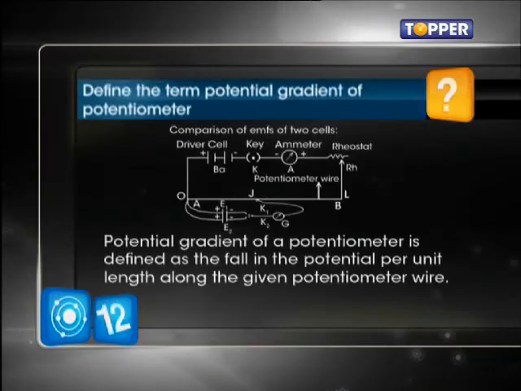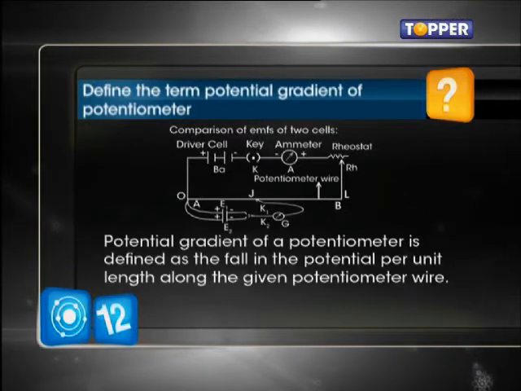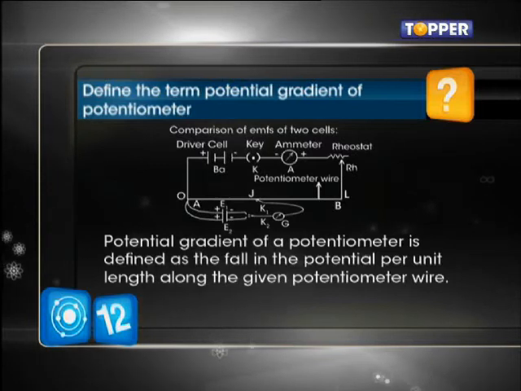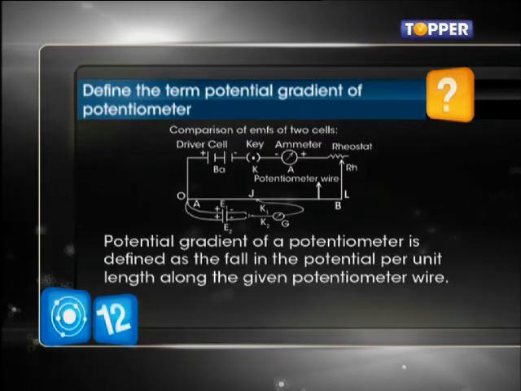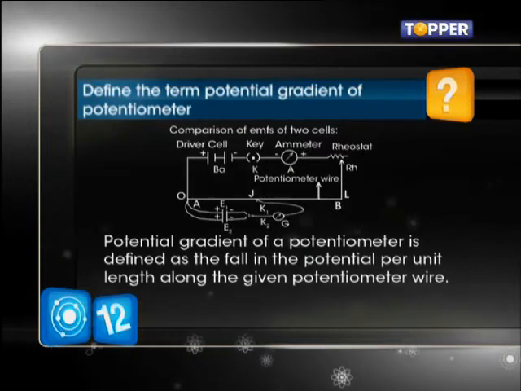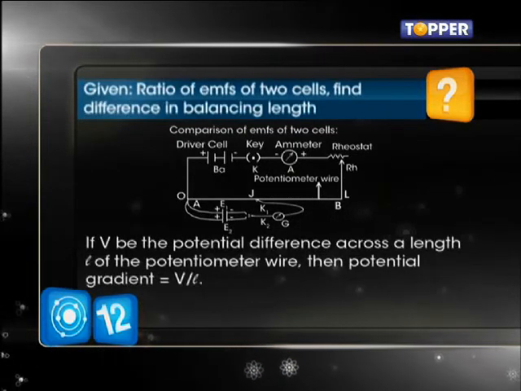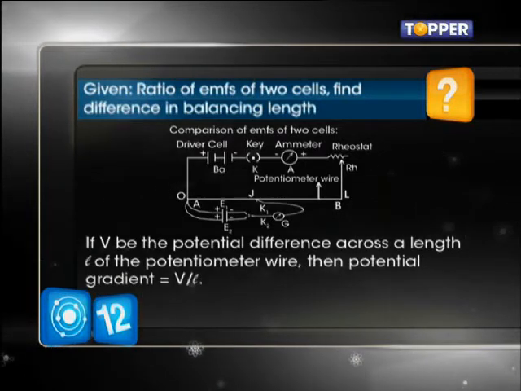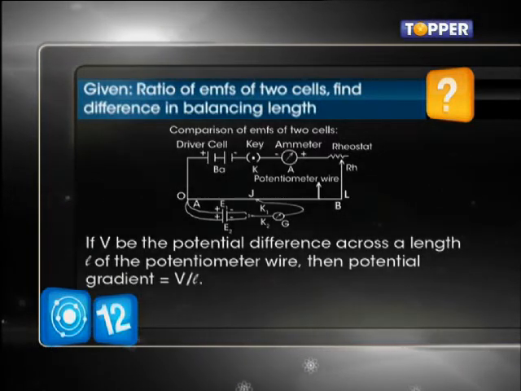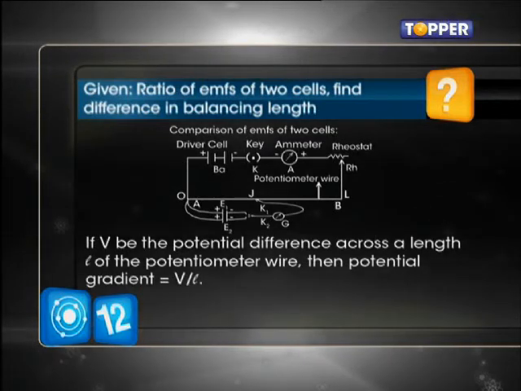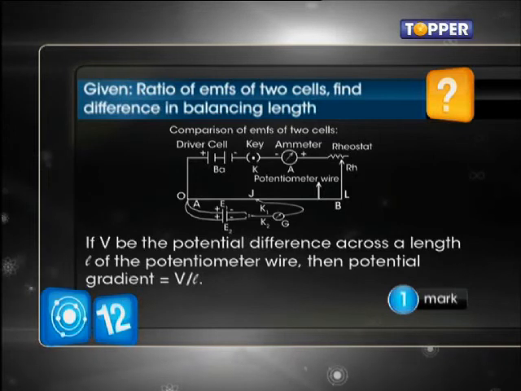Let us now solve it. Potential gradient of a potentiometer is defined as the fall in the potential per unit length along the given potentiometer wire. If V be the potential difference across a length L of the potentiometer wire, then potential gradient is equal to V by L. This definition gives you 1 mark.